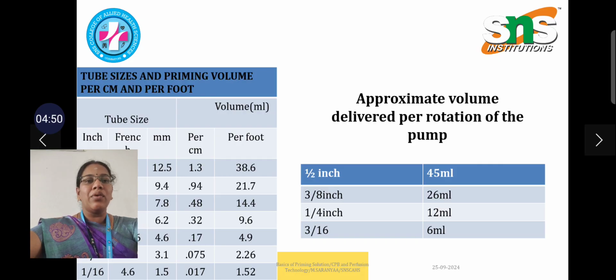The approximate volume delivered per rotation of the pump is, for 1 by 2 inch tubing, 45 ml; 3 by 8 inch, 26 ml; 1 by 4 inch, 12 ml; and 3 by 16 inch, 6 ml. This much fluid will be going out from the pump to the oxygenator with a single rotation.